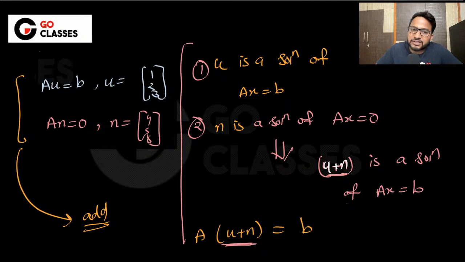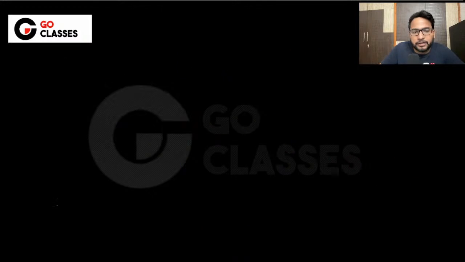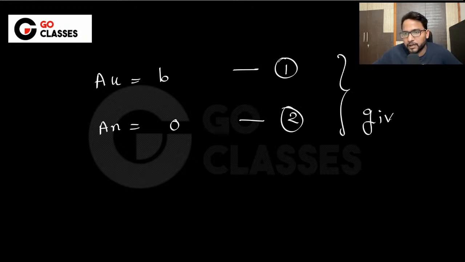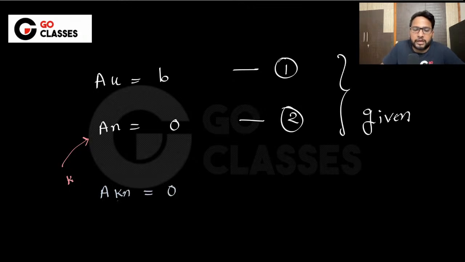Now, is this just u plus n? Or you can also multiply some multiple k here, and then you can add. Before adding, can't you just multiply some multiple k? So basically, if I'm having Au equal to b, and An equal to 0, this is equation number 1, this is equation number 2, which are given to me, right? Now, can I not multiply here k, which means can I not say that kn equal to also 0? I mean, that is also fine. Let's suppose this is equation number 3.